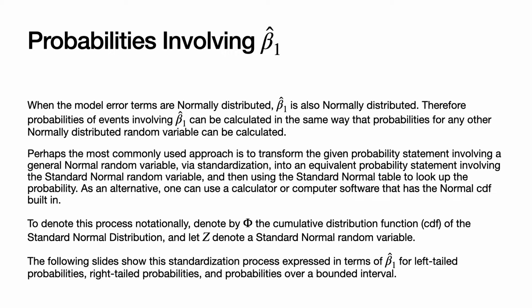To denote this process notationally, denote by cap phi the cumulative distribution function, or CDF, of the standard normal distribution, and let Z denote the standard normal random variable. The following slides show this standardization process expressed in terms of beta 1 hat for left-tailed probabilities, right-tailed probabilities, and probabilities over a bounded interval.